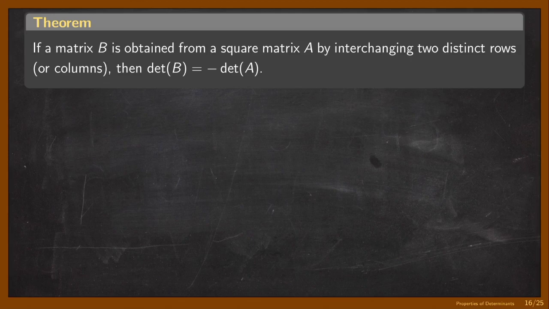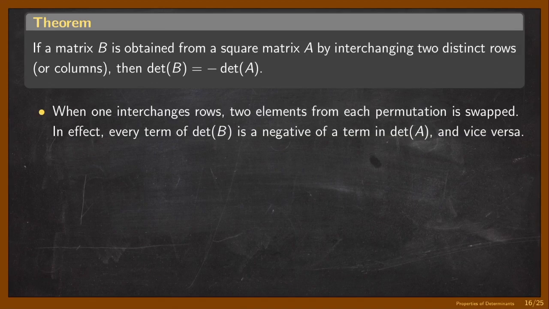Again, this theorem holds even when you replace rows by columns. So when you swap two columns as well, the sign of the determinant will be changed. Did you understand? The reason for this is that when you interchange two rows of a matrix, two elements of the permutation that defines the column numbers are swapped. When you swap two elements in a permutation, the evenness or oddness of the permutation changes. Therefore, every term of the determinant of B is just the negative of a term in the determinant of A. And this is why the sign of the determinant changes.